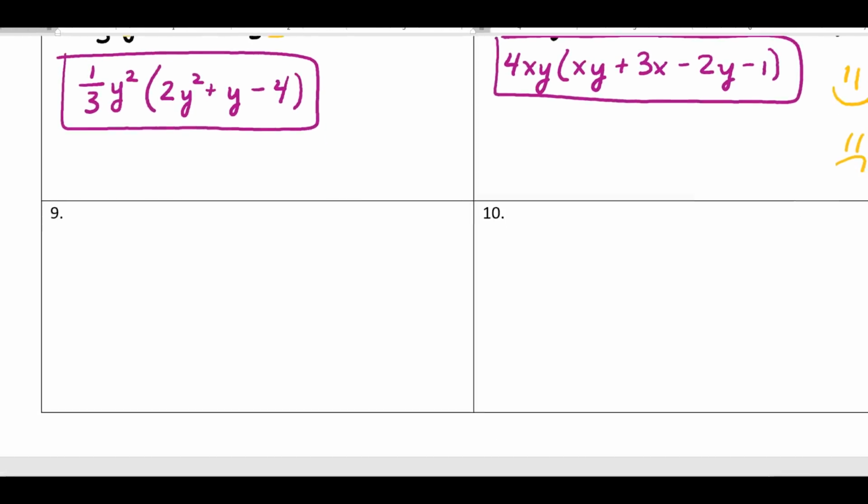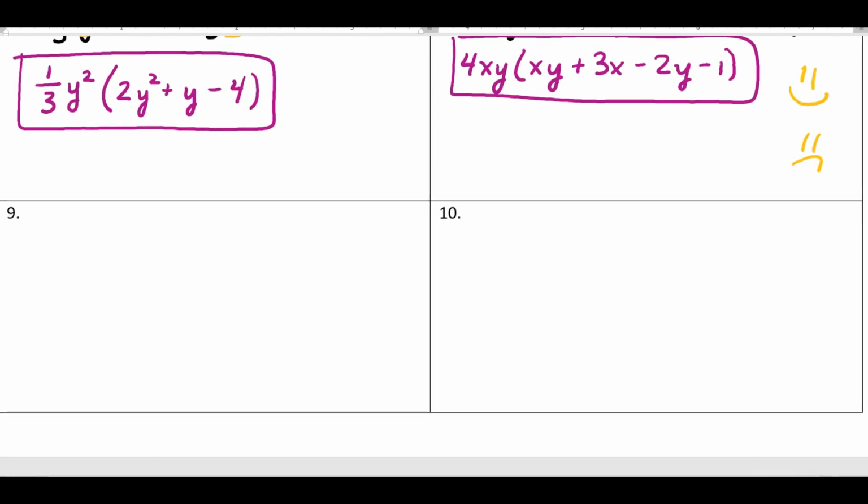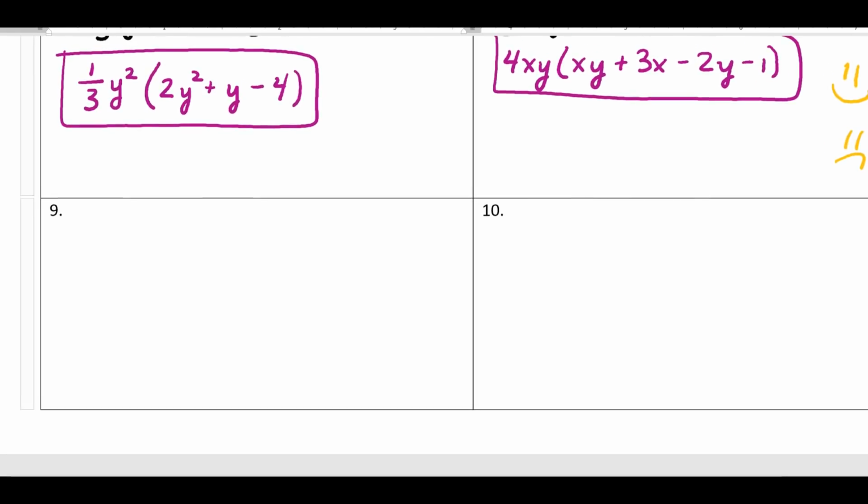Okay, so let's look at number 9. So this one's going to look a little crazy. We're going to have x times x plus 1 minus 2 times x plus 1. Now, this is a little crazy. It's still terms though, okay? So this right here is a term, and this right here is a term.